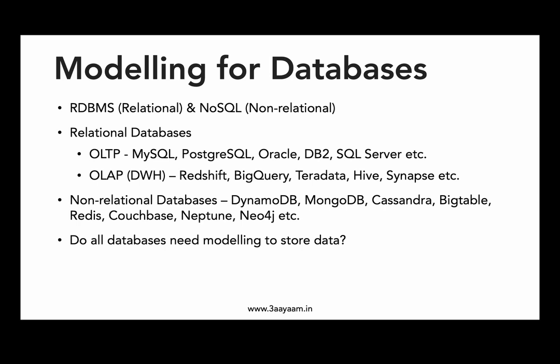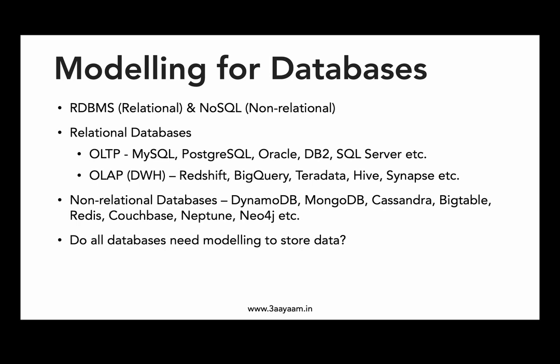And when we talk about non-relational databases or NoSQL databases, each NoSQL database has its own way of doing data modeling. So DynamoDB has its own way of doing data modeling. MongoDB is a little different. It means that data modeling in MongoDB is very much different than data modeling in DynamoDB.